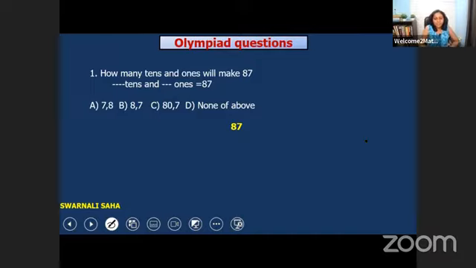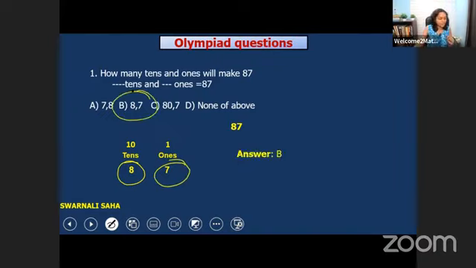Some of you have given answer C and some of you have given answer B. So let's see which would be the right one. You see, 87 is a 2-digit number, so there are 2 places only, tens place and ones place. So 7 will come at ones place and 8 will come at tens place. That means there are how many tens? 8 tens and 7 ones. So our answer would be B, 8 tens and 7 ones.